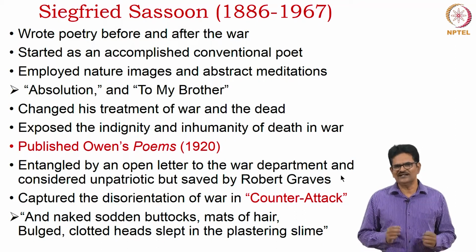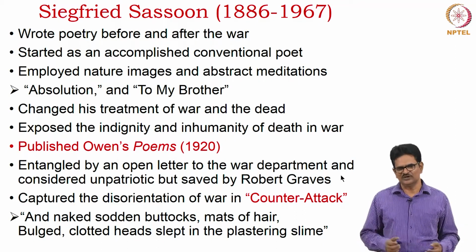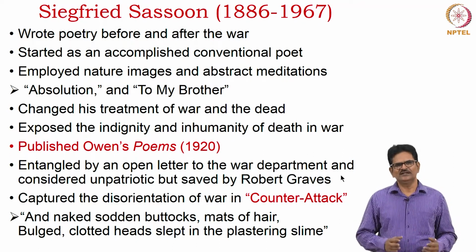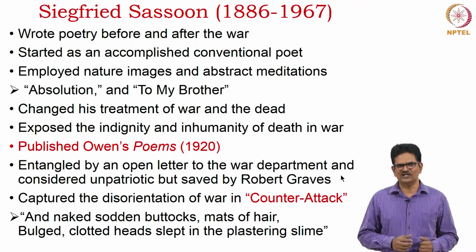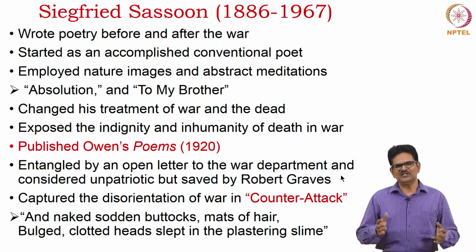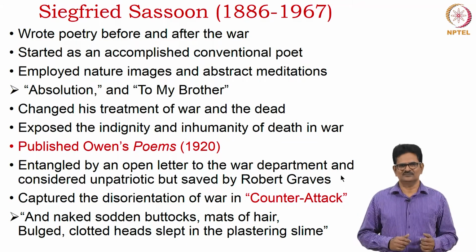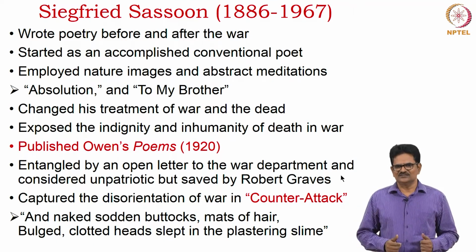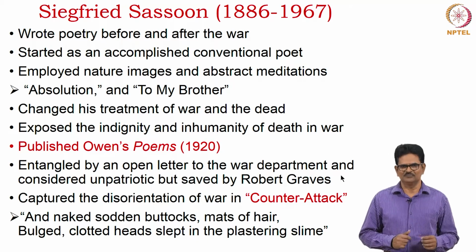Most important thing that he did was to publish Owen's poems. Owen wrote poems and sent them to Sassoon, and he did not publish many of his poems during his own lifetime. These were published after his death in the battlefield. Sassoon got into trouble by an open letter to the War Department, and so he was considered unpatriotic and put into a lot of trouble. It was Robert Graves, another poet, who saved Siegfried Sassoon at this time.